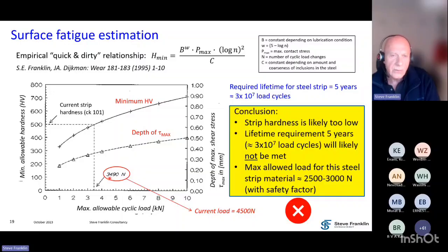I say likely all the time because, as I said, this is a very quick and dirty relationship, and surface fatigue is also not easy to predict exactly. So if we wanted it to be okay, then the maximum allowed load for the steel should be about 2.5 to 3,000 newtons, if we include a safety factor in there, so to bring it well below this value here of 3.5 kilonewtons.